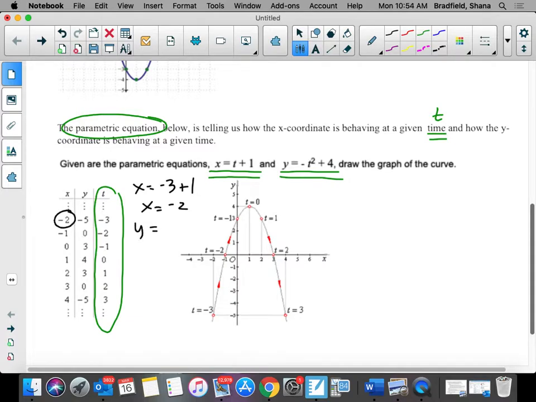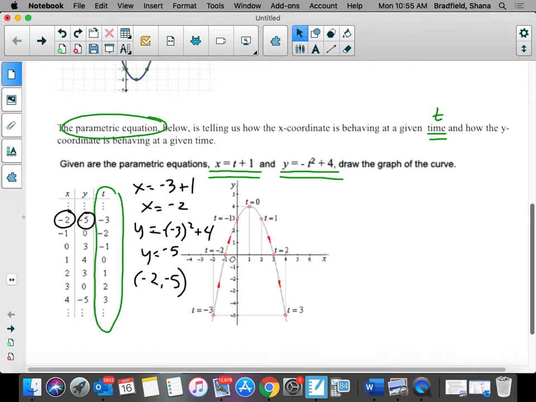And then for my y equation, I'm going to substitute -3 in for that one. Negative of -3 squared plus 4. So that's going to give me -9 plus 4, which is -5. And so there's my -5. The result then is the ordered pair -2, -5. And I would still plot my points just like that. And so my -2, -5, you can see is right down here.